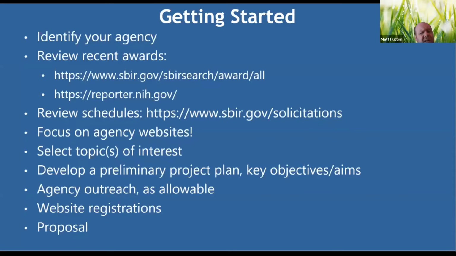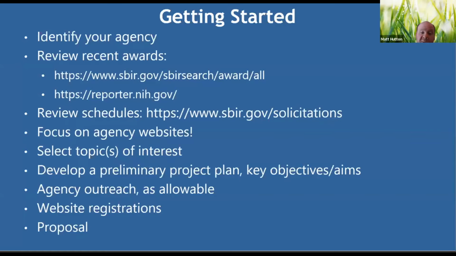They have guidance on when you can reach out to the agency staff, but you're going to have a chance to reach out to the technical staff of the agencies that are administering these projects and talk with them about your idea. So take advantage of that. Do that. It's enormously helpful to get their insight.